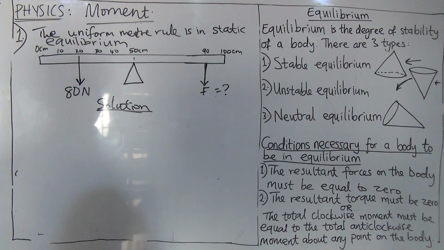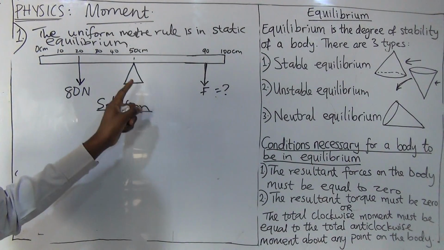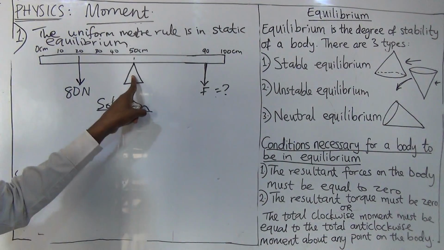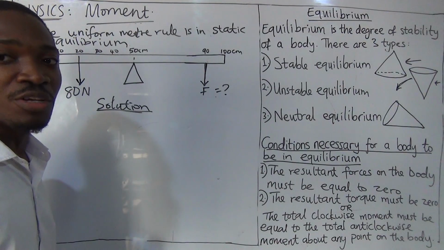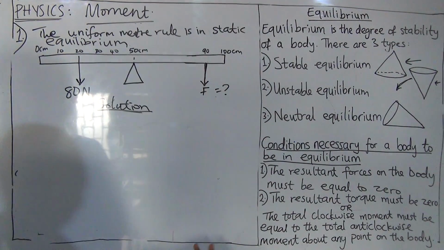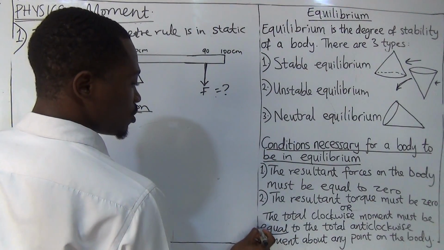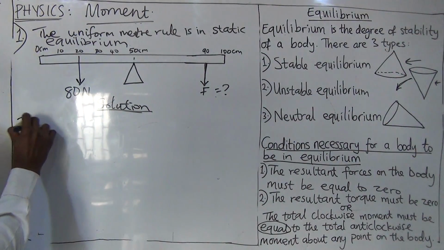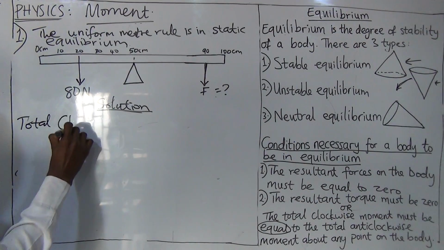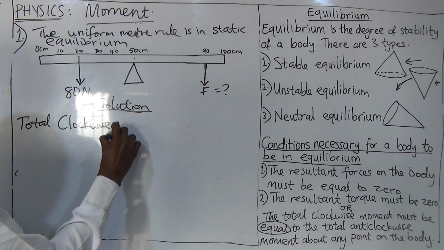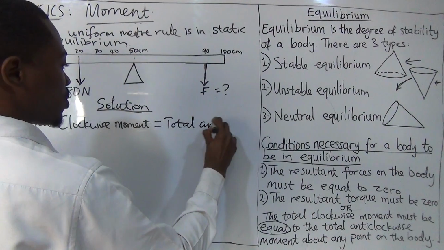Now, as for static equilibrium, that means it's not moving. So the resultant force is 0. That means if you add these forces together, they balance up the reaction produced by the knife edge. So let's not focus on the forces. Let's focus on the moment. If this object is in equilibrium, that means the total clockwise moment must be equal to the total anti-clockwise moment. So we write here: total clockwise moment must be equal to total anti-clockwise moment.